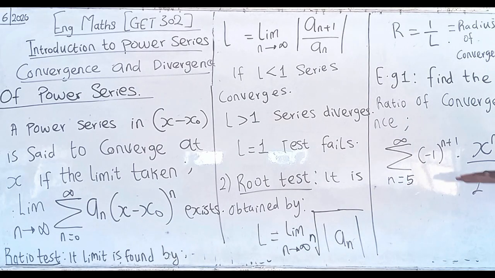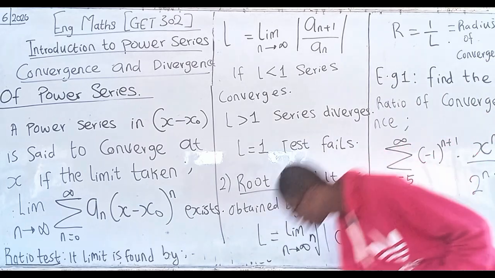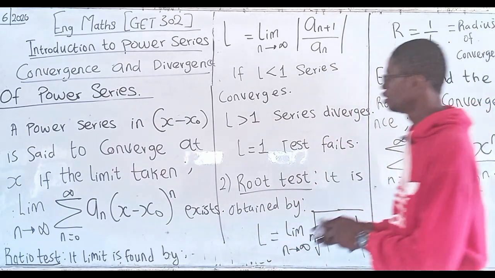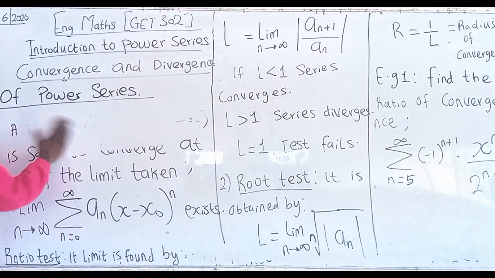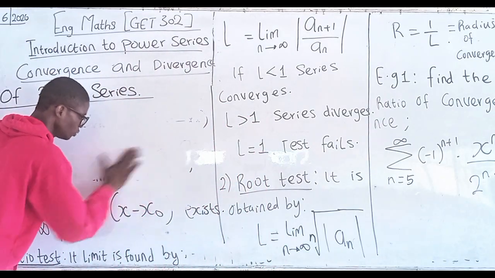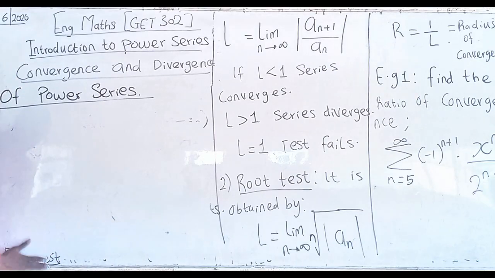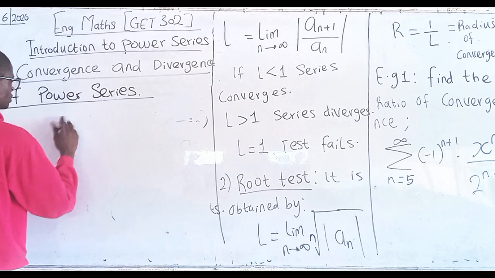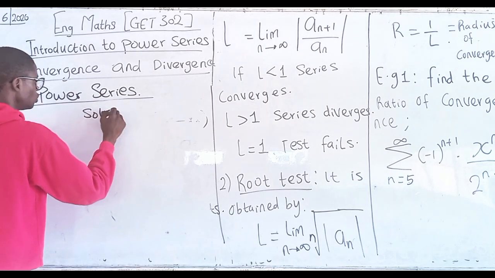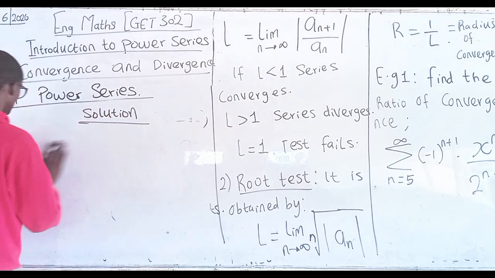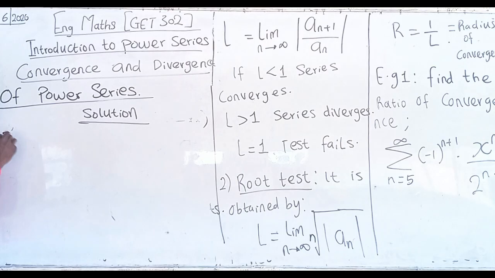From this question, we can determine whether it converges or diverges using any of these tests. So let's start with the ratio test. For the ratio test, we'll use this formula. But first, the solution. First, you need to get your a n plus 1.